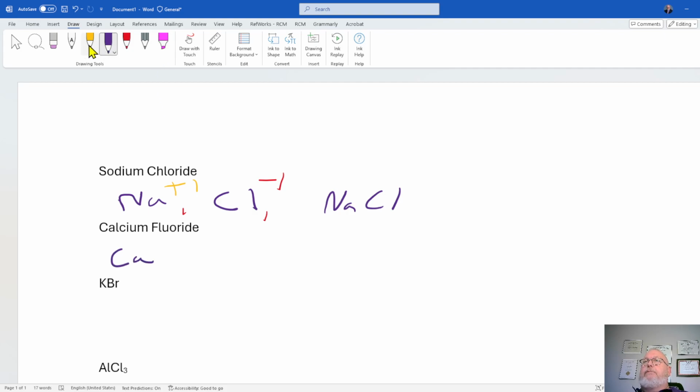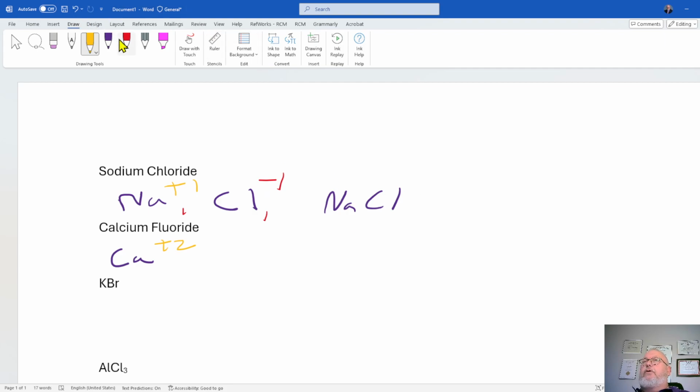Okay, now that's got a plus, it's a group 2, so it's going to be a +2 charge. First one, group 1 and group 2, they all have the same charge. Group 1 is +1, group 2 is +2. And the next part of that is fluorine.